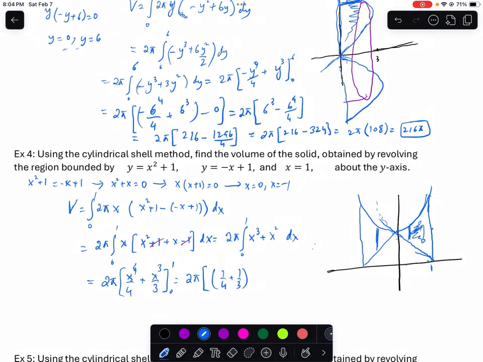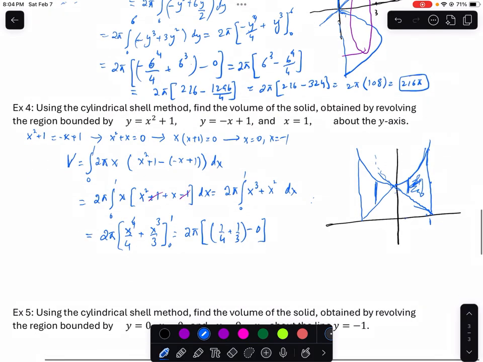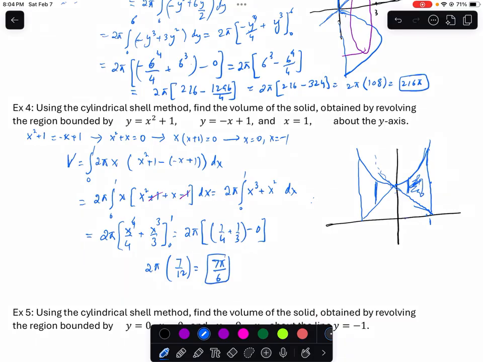Minus 0, and then we are getting 2 pi into 7 over 12, which makes it 7 pi over 6. So that is the volume.